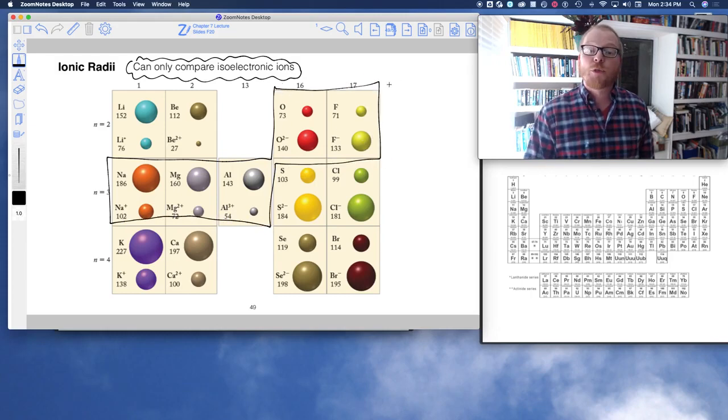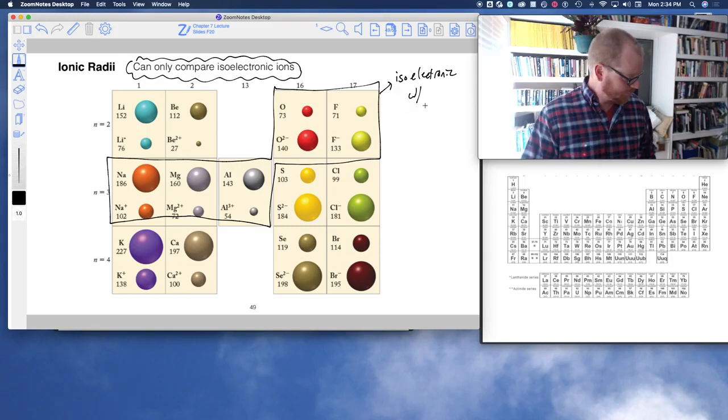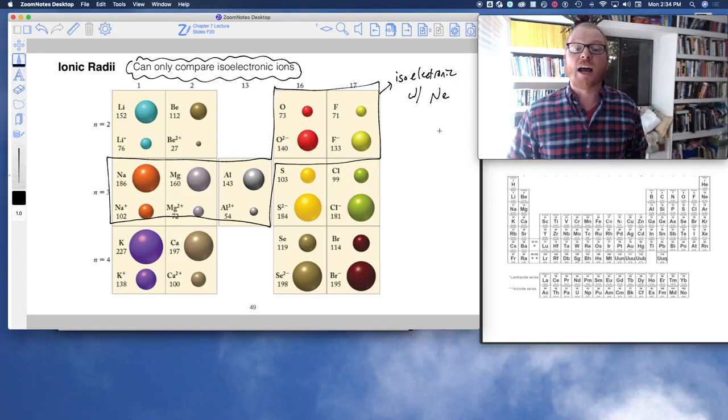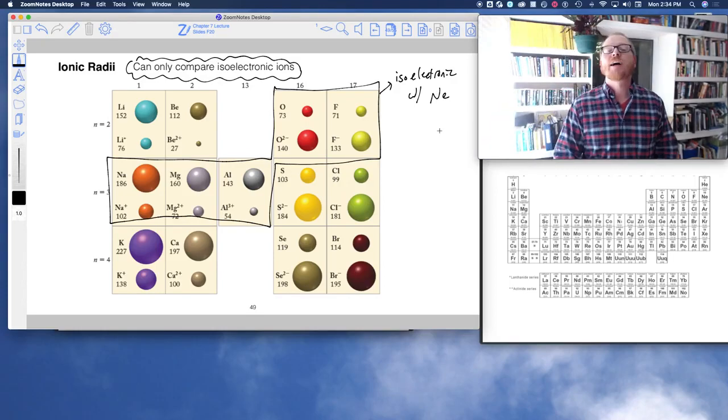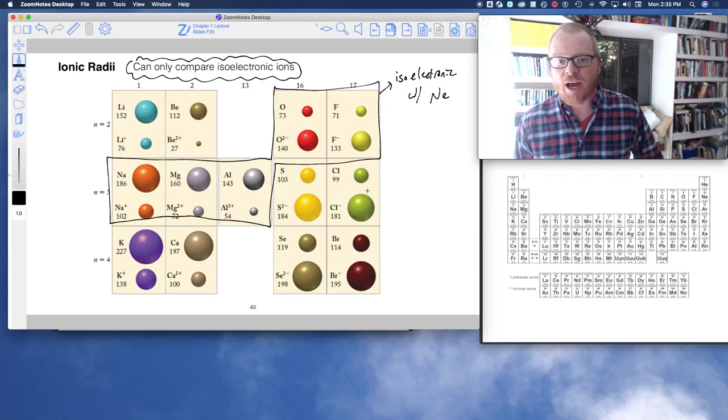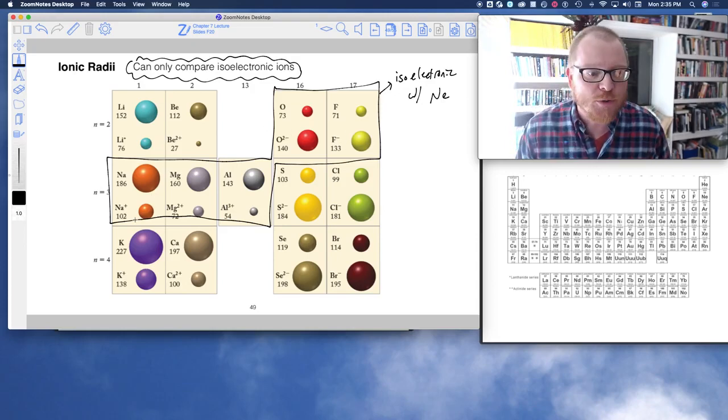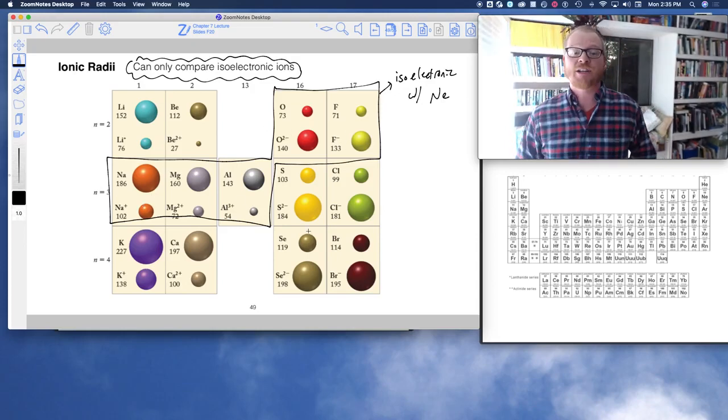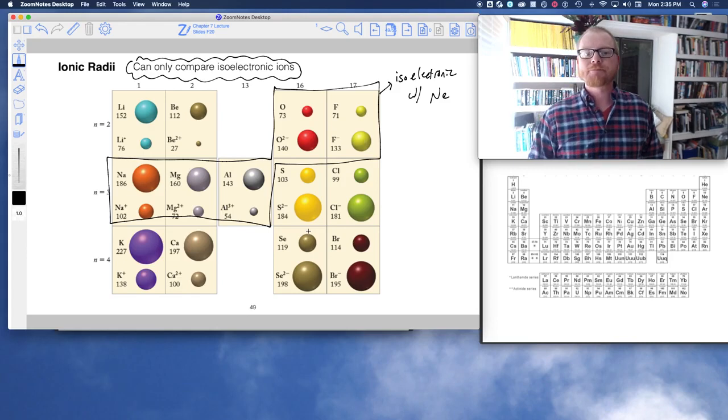These are all isoelectronic with neon. They all have the same electron configuration as neon: F minus, O2 minus, sodium plus, Mg2 plus, Al3 plus.